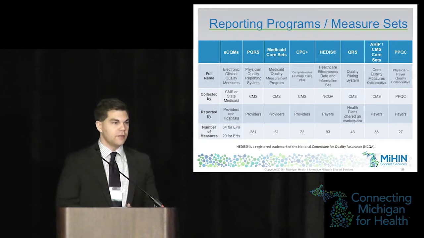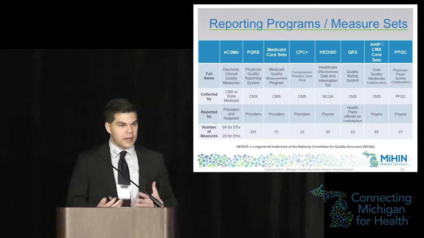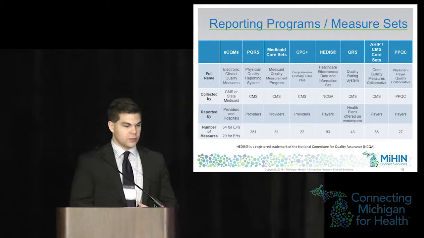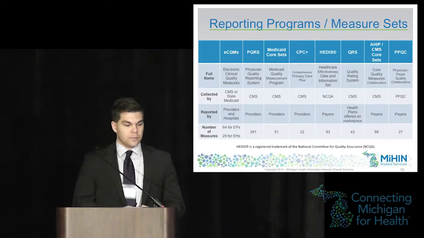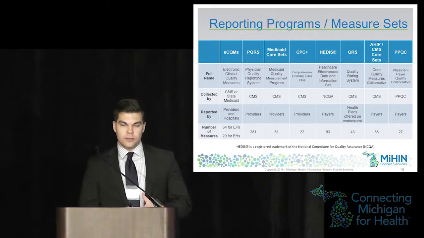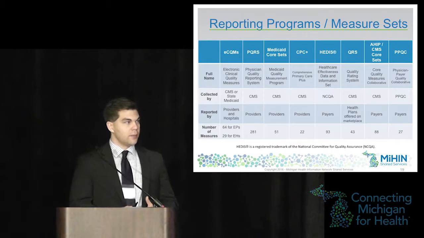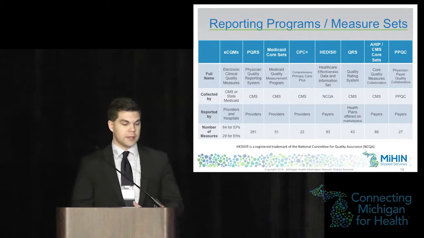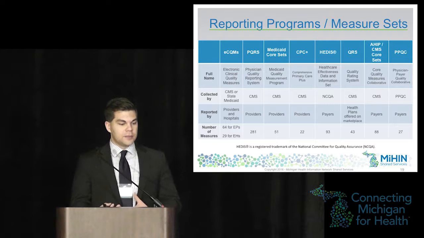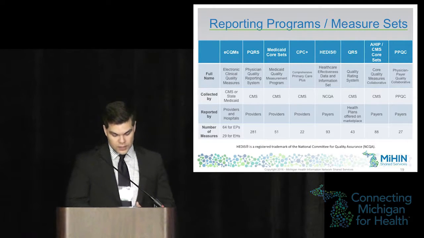HEDIS, we all know and love. That's been around since 1991. And over 90% of health plans are reporting to it. So it really is the gold standard in quality measurement. The QRS is a new one as well. That's the quality rating system. Any health plan offered on the marketplace, whether a state or federal level, must report to this, and that information will be publicly displayed. The AHIP CMS core set, this is a recent one as well.